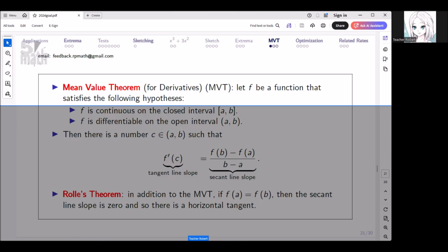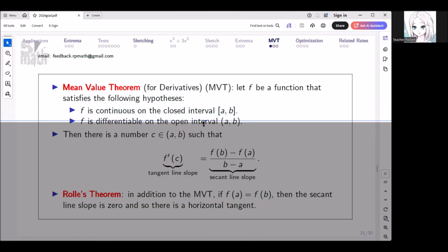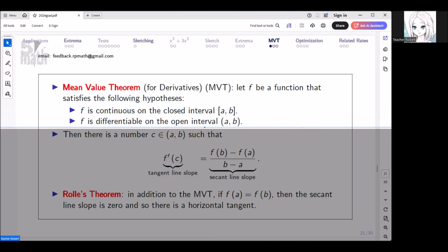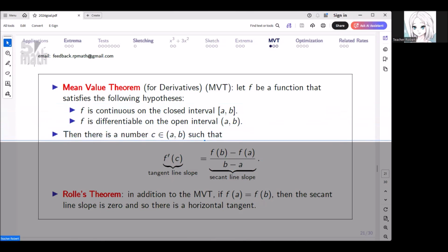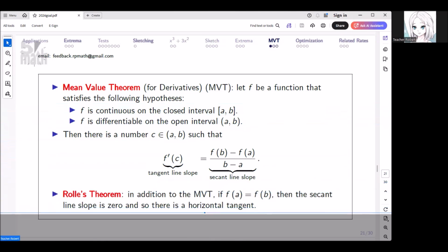Mean value theorem for derivatives. Let f be a function that satisfies the following hypotheses. F is continuous on the closed interval [a, b]. F is differentiable on the open interval (a, b). Then there is a number c in (a, b) such that this tangent line slope equals secant line slope. Rolle's theorem. In addition to the mean value theorem, if f of a equals f of b, then the secant line slope is 0, and so there is a horizontal tangent.